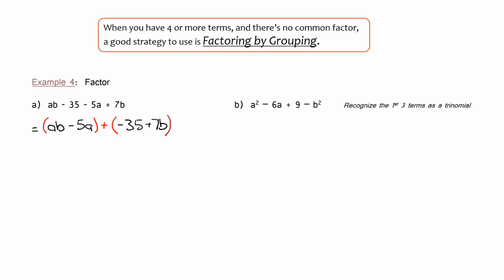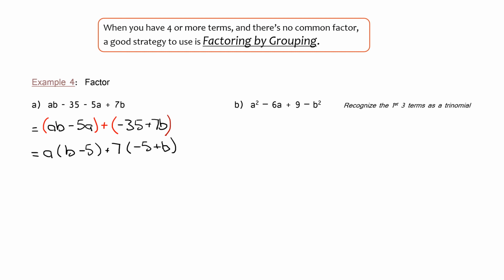Next line, I'm going to take out the greatest common factor out of the first bracket. That's an a. When I factor that out, I'm left with b minus 5. What's the greatest common factor in the second bracket? It doesn't look like it's going to match, right? But I can take out a 7, and then I'm left with a negative 5 plus b.